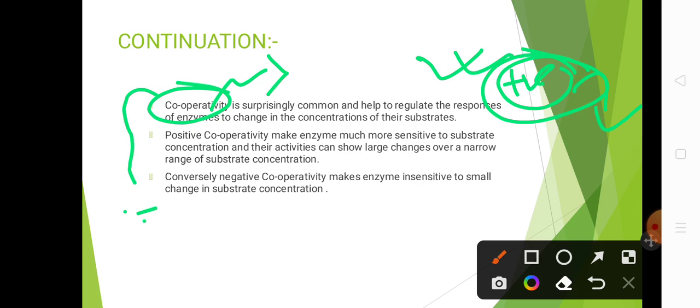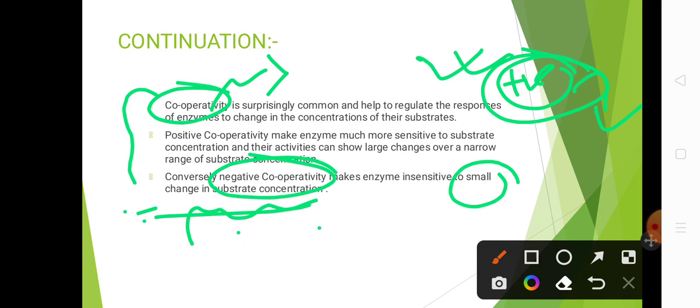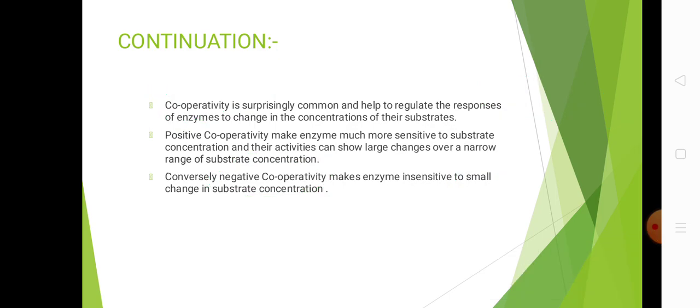But when negative cooperativity inducing modulators are present, you may not find any significant changes with a small change in the substrate concentration, when this enzyme is bound with any kind of negative cooperativity inducing modulator. That is the idea. So now let's move to the Hill equation.